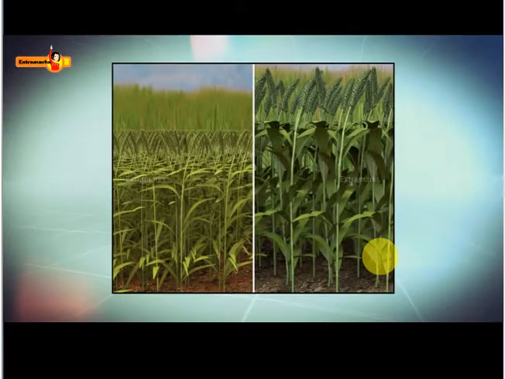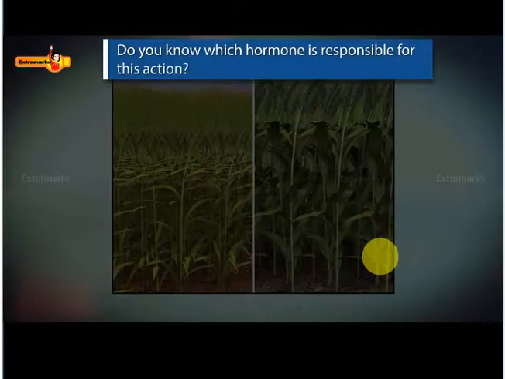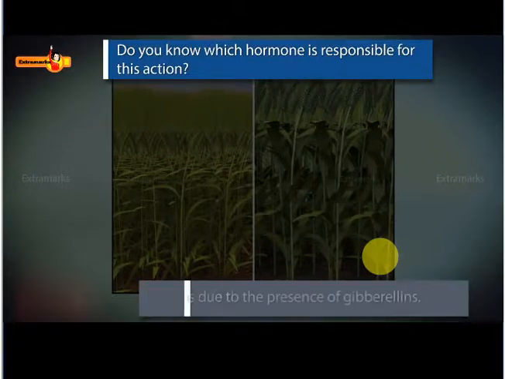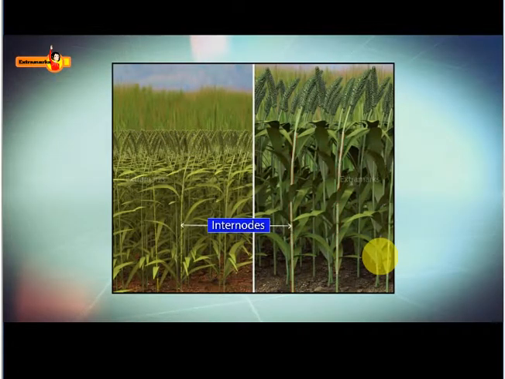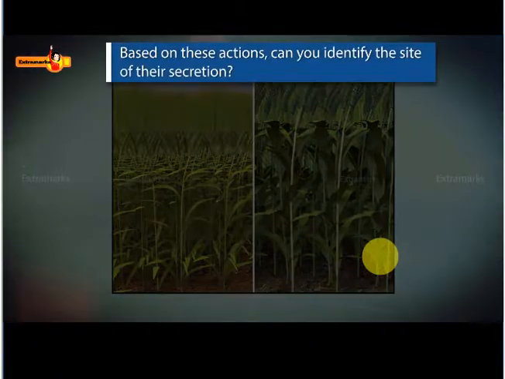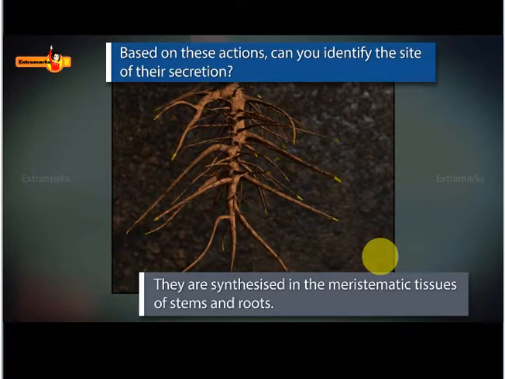Have you ever observed an abnormal increase in the length of a stem? Do you know which hormone is responsible for this action? It is due to the presence of gibberellins. Yes, gibberellins regulate stem elongation by increase in length of internodes. Based on these actions, can you identify the site of their secretion? Exactly, they are synthesized in the meristematic tissues of stems and roots.